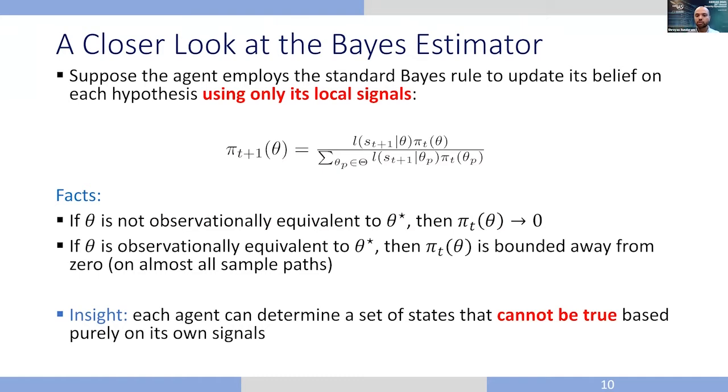Essentially, if theta star is the true state of the world, and I consider some other state theta, if theta is not observationally equivalent to theta star, meaning that the distribution of signals that I would get under theta and theta star are different, then eventually I should be able to tell that theta is not the true state of the world, right? Because the signals I'm getting don't match up with the signals I expect to get under theta. However, if theta is observationally equivalent to theta star, meaning these signals have the same distribution from my sensors, I won't be able to tell it apart, right? I won't be able to tell if that's the true state or not. So the key insight here is just by using Bayes' rule, just by looking at my local signals, I can eliminate certain states. I can say for sure that's not looking like the true state, okay?